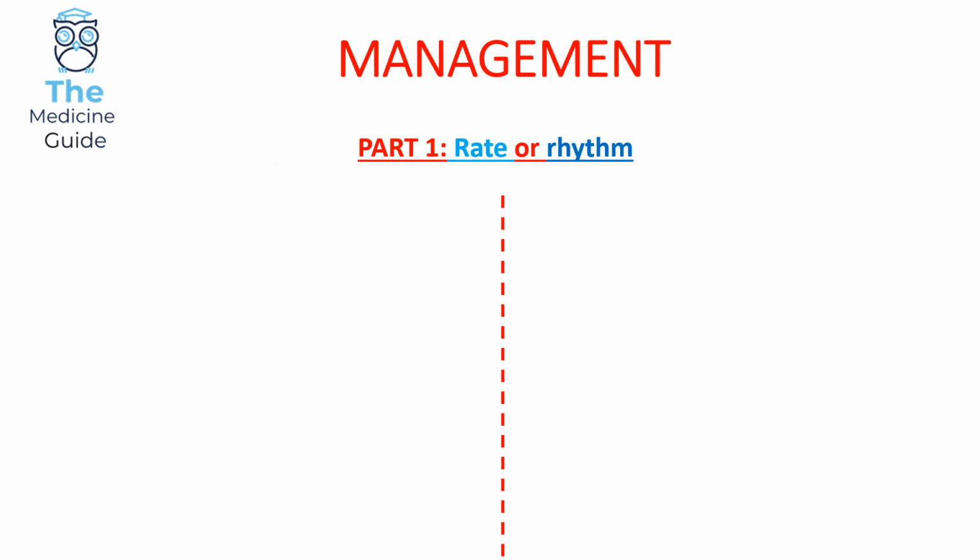So let's begin with discussing rate control first. In rate control, the healthcare professional and the patient accept that the patient will remain in an irregular rhythm, but the whole point of performing rate control is that we're trying to slow down the heart rate to avoid any negative effects upon the cardiac function. Rate control is preferred in patients who are above the age of 65 or have a history of ischemic heart disease.